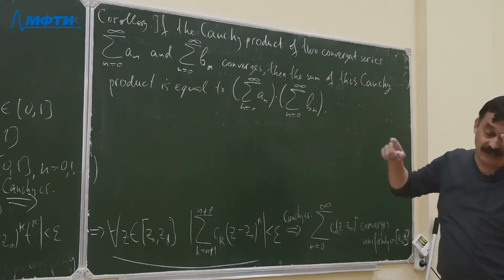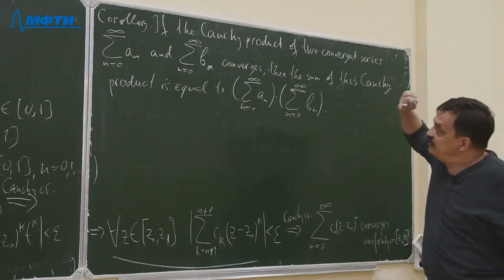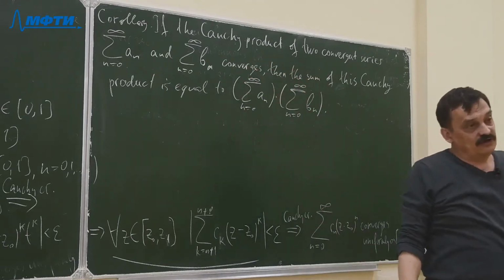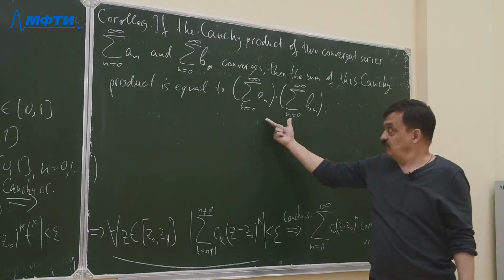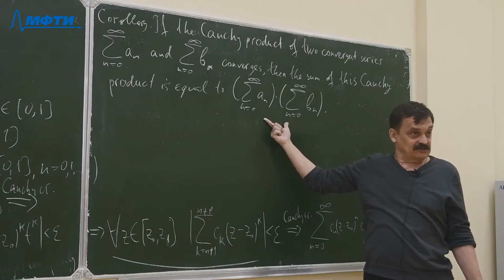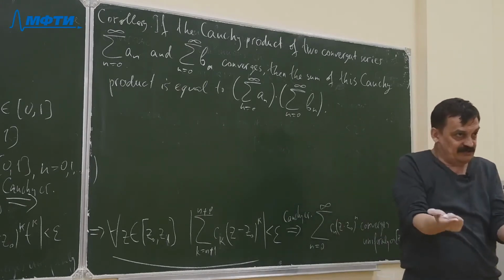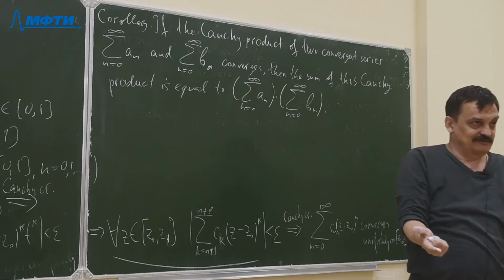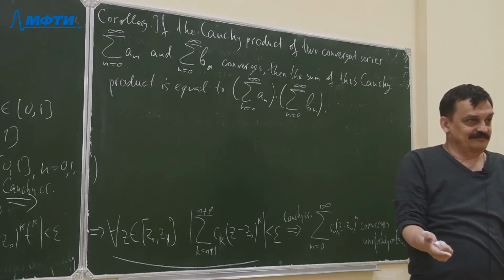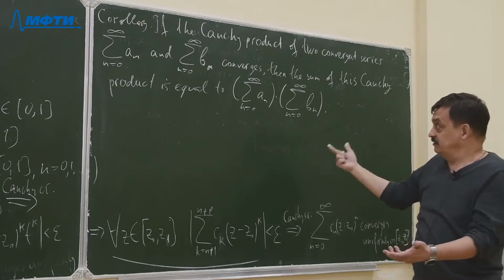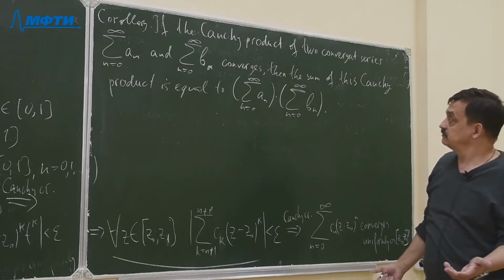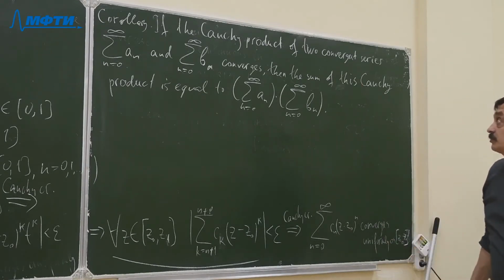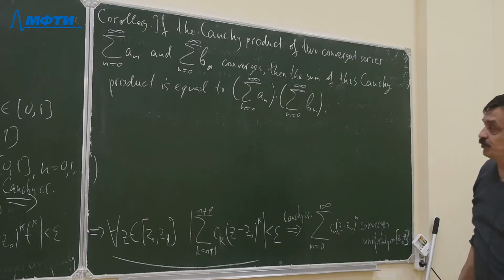But it turns out that if we know that the Cauchy product converges, then for sure it converges to the expected result, right? The product of two series should be equal to the product of sums, right? And this is indeed true when we know somehow that the Cauchy product is convergent, right? Okay, so proof.